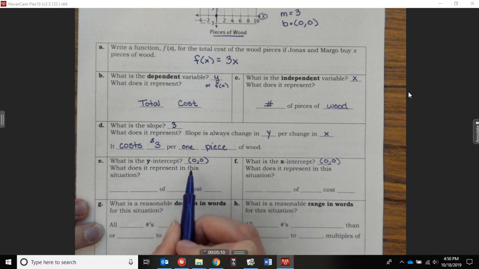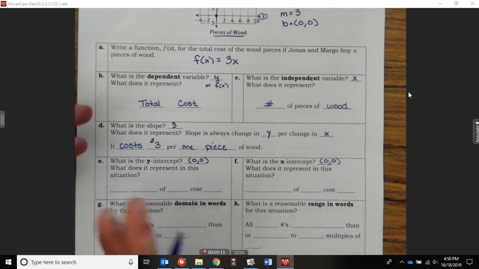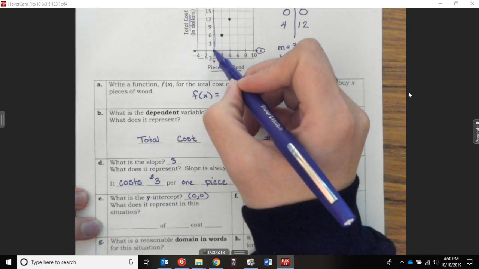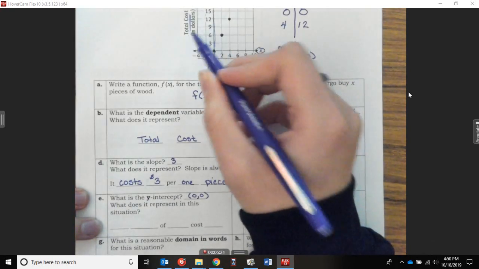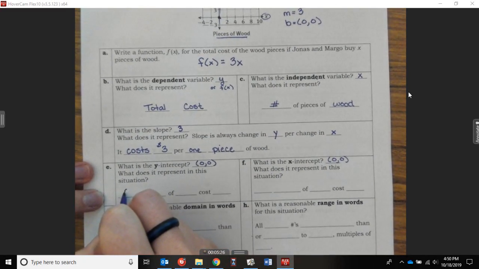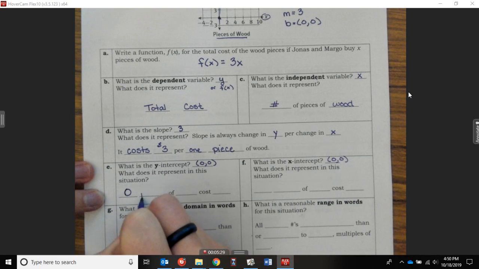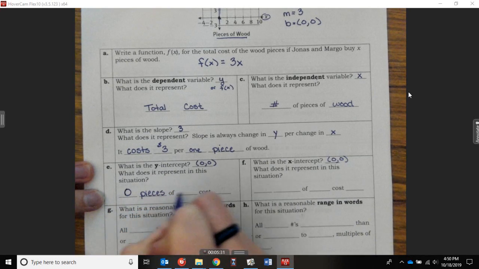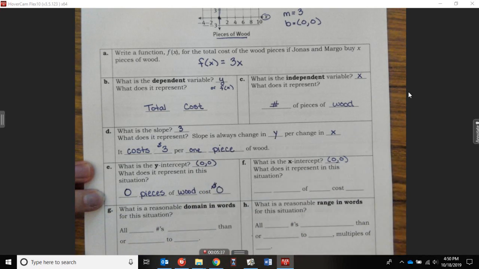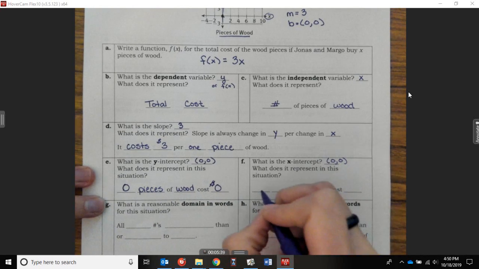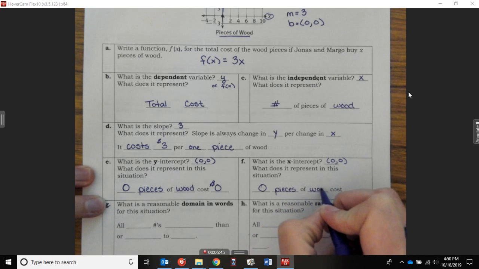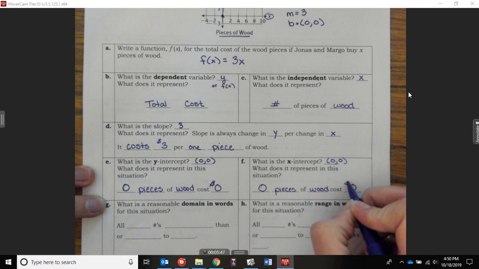So what does it represent, though? Because I'm talking about pieces of wood and how much they cost. Here, if I buy 0 pieces of wood, it will cost $0. And that's what this is saying. So 0 pieces of wood cost $0. And the x-intercept is the same exact thing. 0 pieces of wood cost $0.